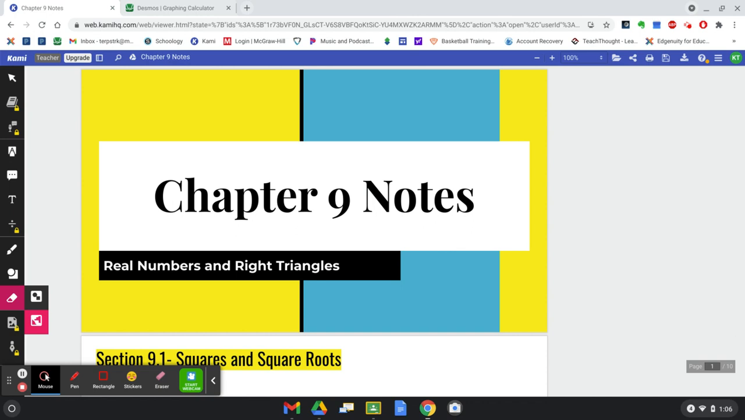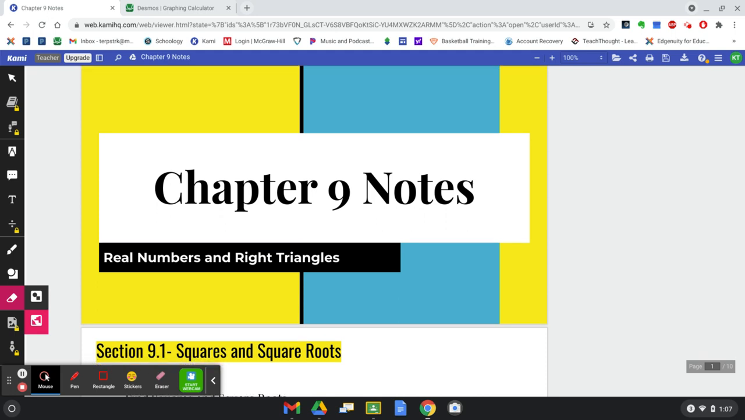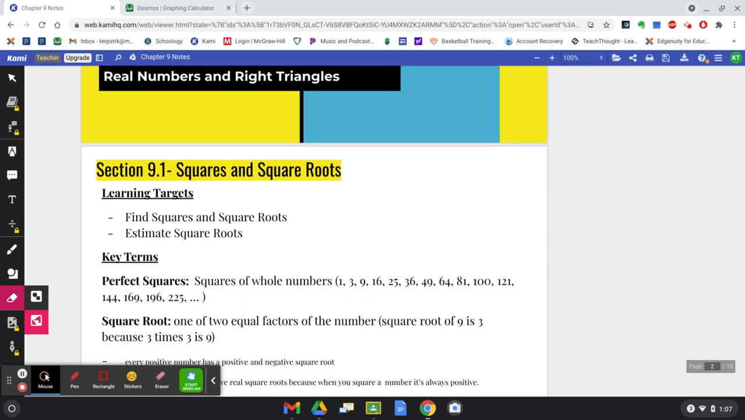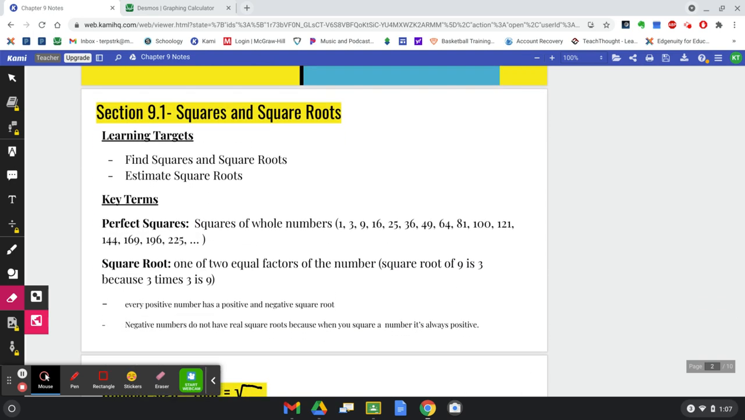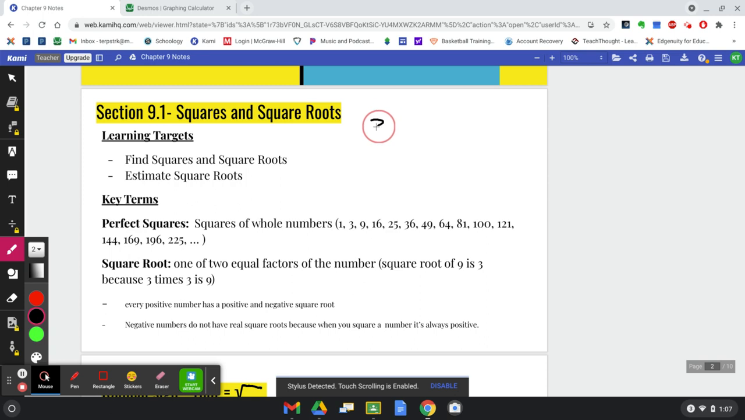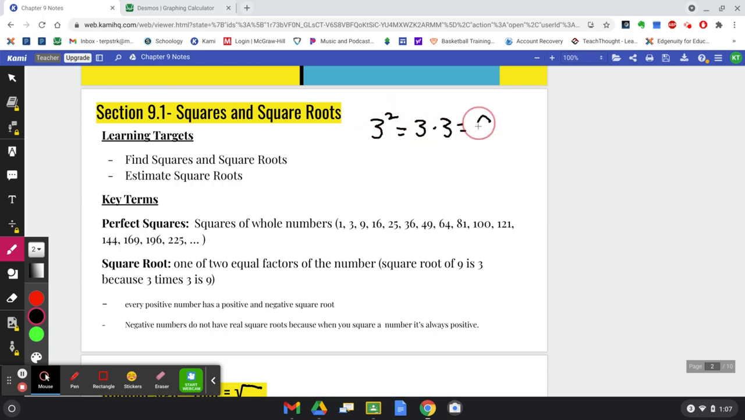All right, I'm going to get into chapter 9, where we talk about real numbers, and we'll eventually get into right triangles. Hopefully, you watched the quick videos yesterday from Khan Academy talking about squares and square roots, so you have a basic understanding of them, right? We talked about exponents before and powers, right? Meaning 3 to the second power is really 3 times 3, which equals 9.